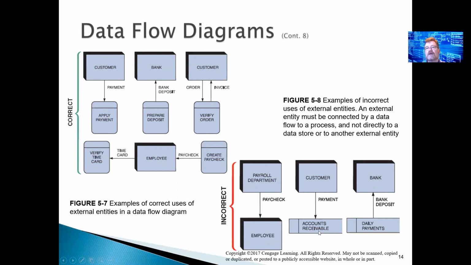Entities also can't talk directly to data stores. There has to be something that pulls information from the entity and puts it into a data store, or in this case, something that pulls it from a data store and pushes it to the bank. Notice too, by the way, that entities don't have to be people, right? Like bank is just something that exists outside the system.